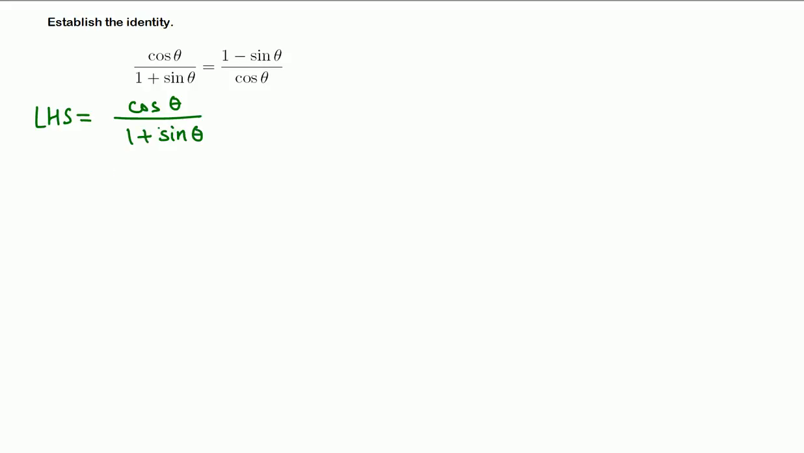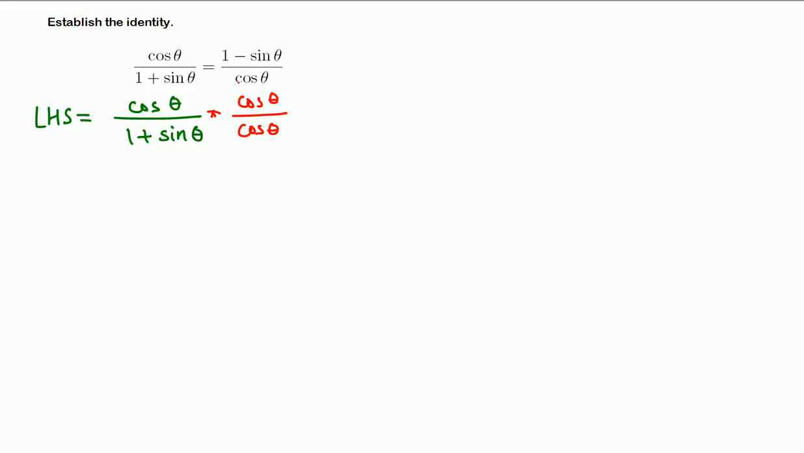We need to simplify top and bottom so that we have 1 minus sine theta over cosine theta. We get this on the right-hand side. Look, we have to get cosine theta on the bottom, but there is no cosine theta. So why don't we multiply top and bottom by cosine theta over cosine theta? Okay, we get the idea.